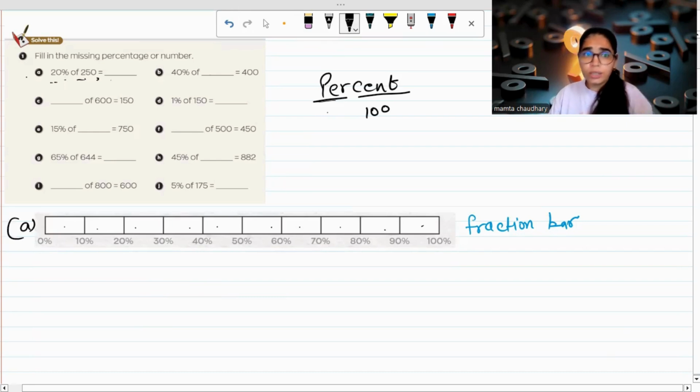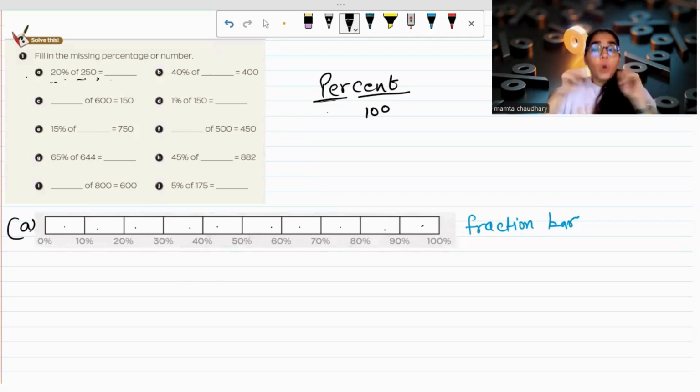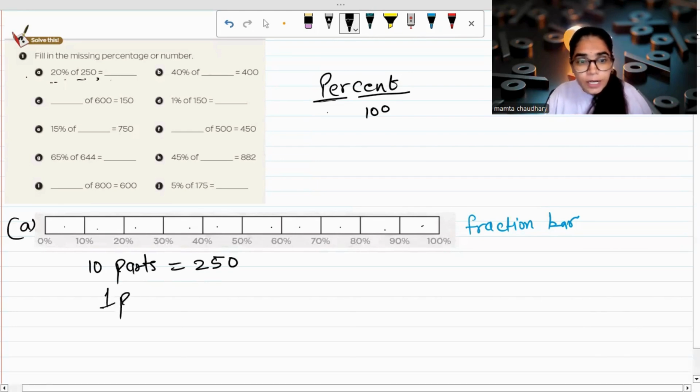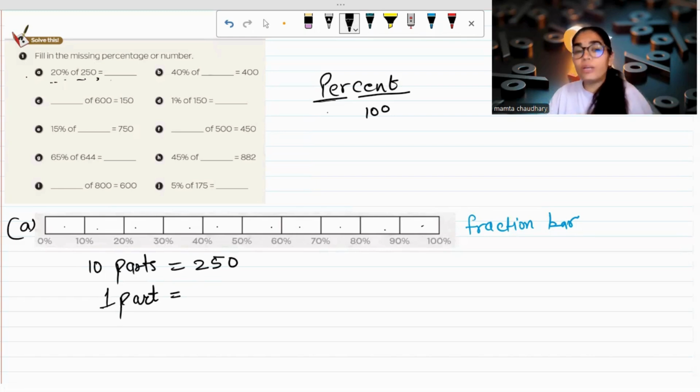So here you have to find 20% of 250. What is 250? 250 is the whole. Whole means 10 parts. So 10 parts are equal to 250. If 10 parts equal 250, you have to find the value of one part. How do we find the value of one part from 10 parts? Many to one, we always divide. So we divide 250 by 10 and get 25. So the value of one part is 25.